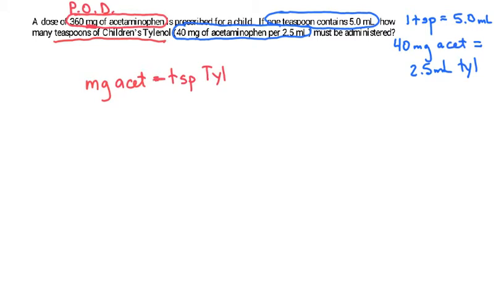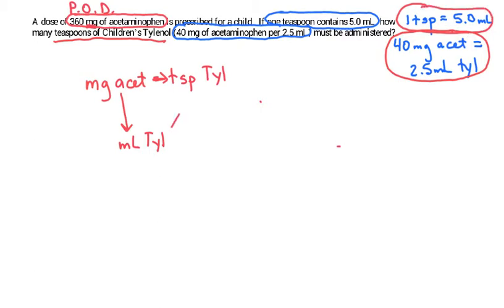So, if we look and see what we know about milligrams of acetaminophen, we know that there's 40 milligrams per 2.5 milliliters of Tylenol. That's going to be our first conversion factor in the parentheses of a dimensional analysis. So we're going to be able to get from milligrams of acetaminophen into milliliters of Tylenol. Not where we want to be though. We want to go one step further and convert that milliliters of Tylenol into teaspoons. We can use our next conversion factor, that 1 teaspoon is equal to 5 milliliters, in order to get there. Each one of those arrows, again, is a parenthesis in our dimensional analysis.